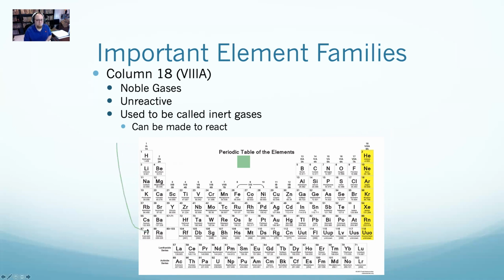So, everything in the green circle, they have A in it. Those are representative elements. Anything in this region, I missed. I shouldn't have those two on the bottom. Let's try that again. These are transition elements, and these are inner transition elements.